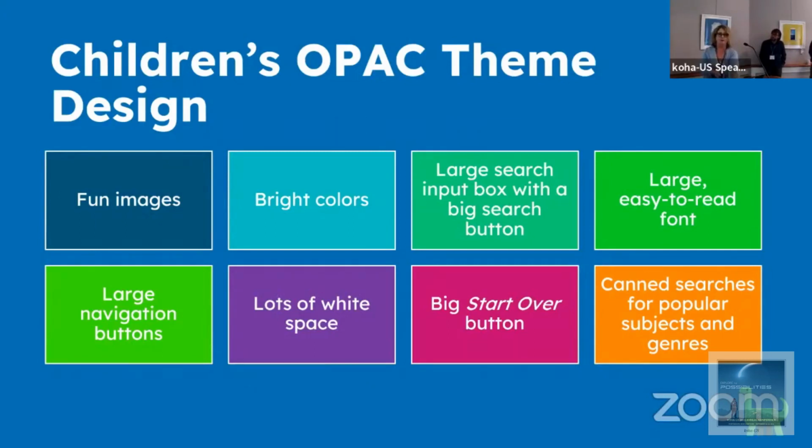It's got fun images, kid-friendly images. It uses bright colors. There is a large search input box with a big search button, so it's very obvious. This is where you would put something in. The font is large and it's easy to read. There's large navigation buttons. There's lots of white space. There's a big start over button so you can get back to the main screen. And then the home page uses canned searches for popular subjects and genres.